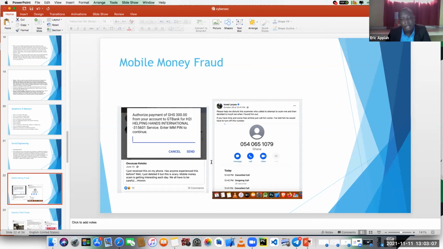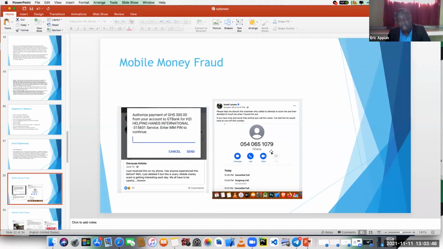A friend of mine got duped to the tune of 5,000 cedis because of mobile money fraud. It occurred in a space of 6 days. The person was constantly talking to my friend for 6 days, and my friend didn't tell anybody. Before you realize, they were not real people and they had already taken the money. They had already sent the money to them. This is not a nice thing to encounter.